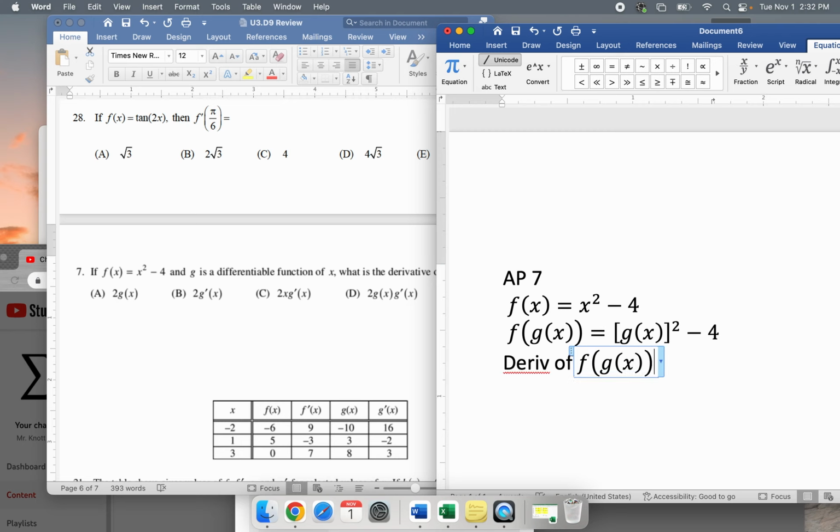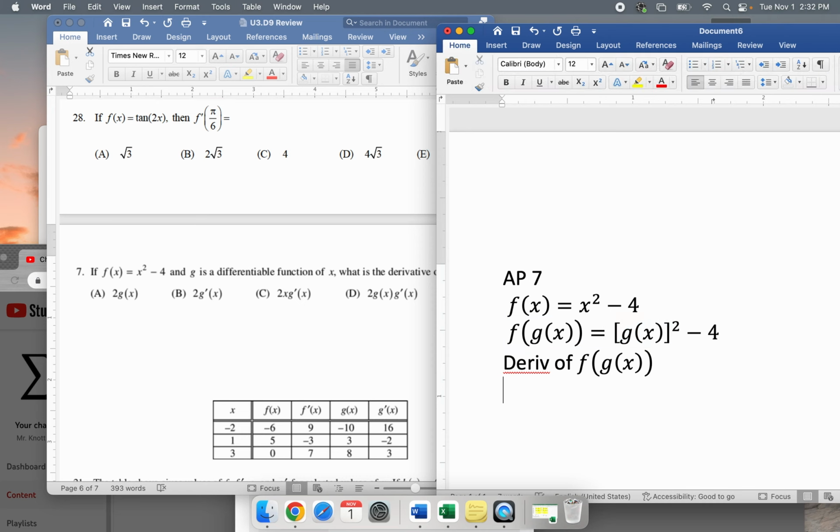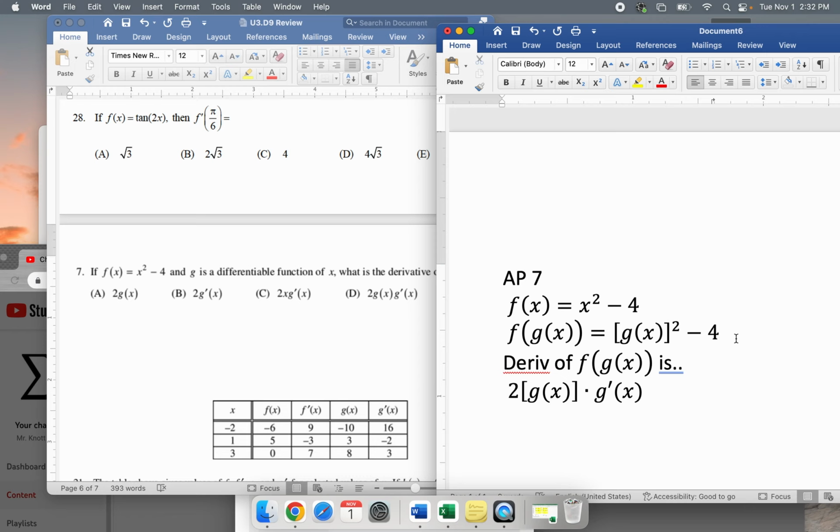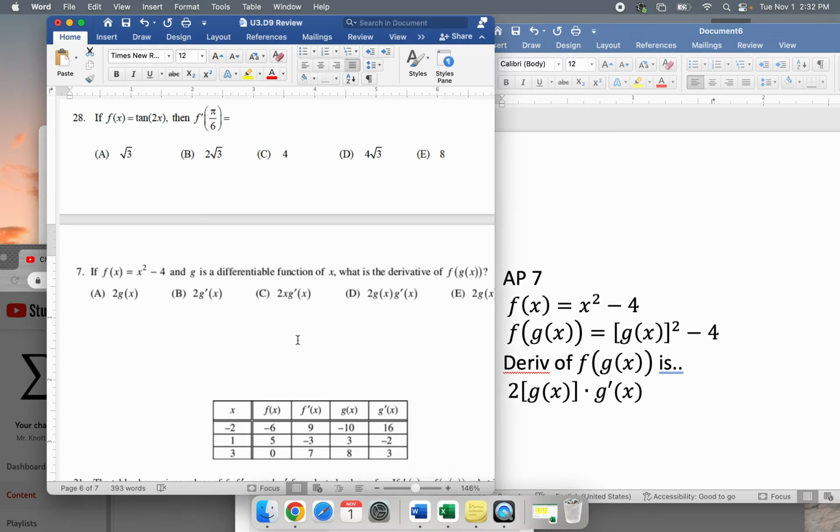Well, it's just the derivative of this guy right here. The derivative of this first term requires the chain rule. So that's going to be 2 times g of x, which goes right here, times the derivative of the inside function, which is g prime of x, and the derivative of this is 0. So there's our derivative, and I think we're done, right? We're just looking for 2g g prime, essentially.